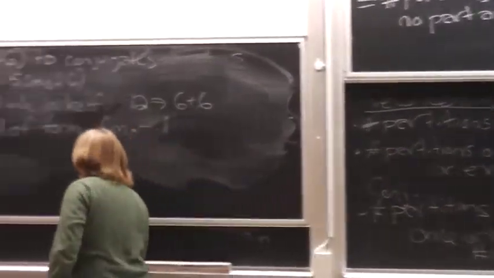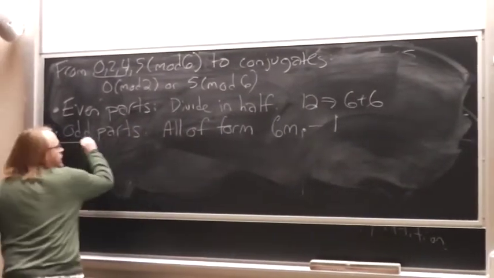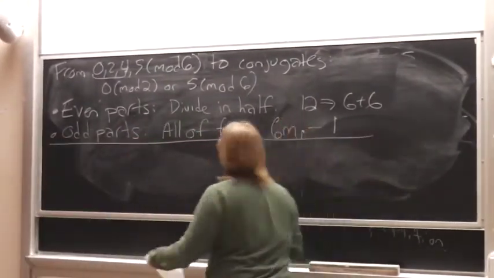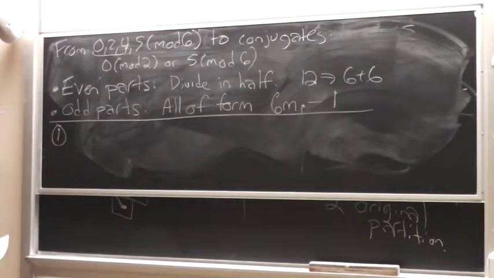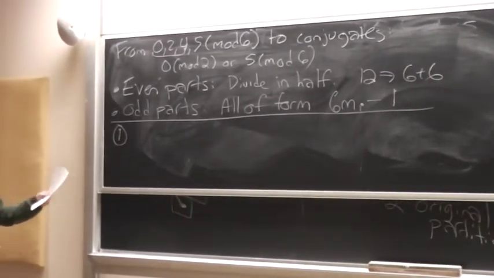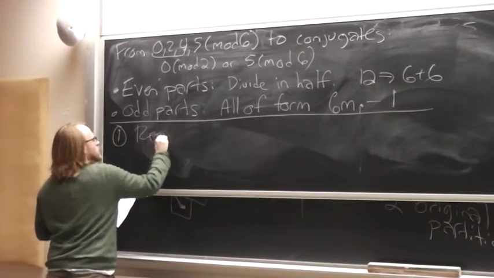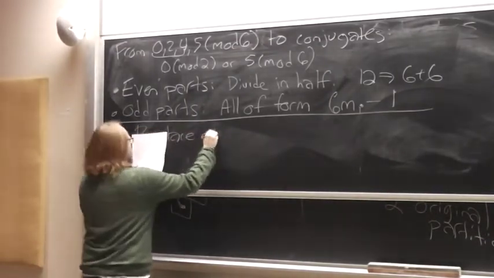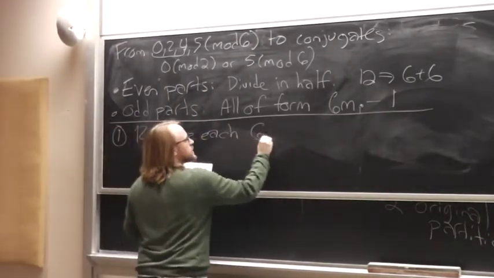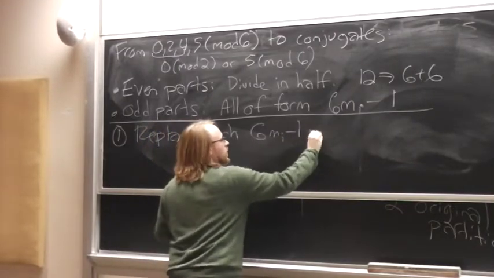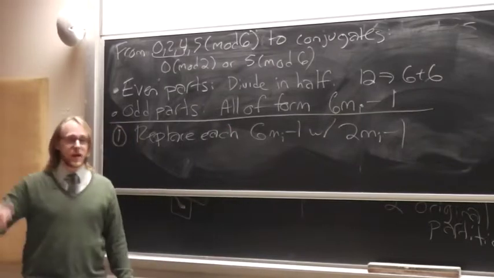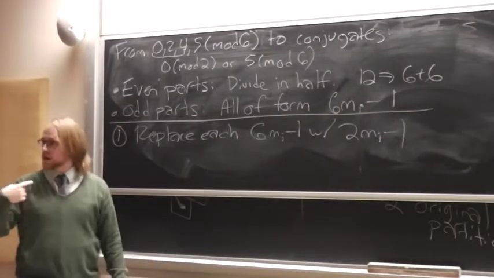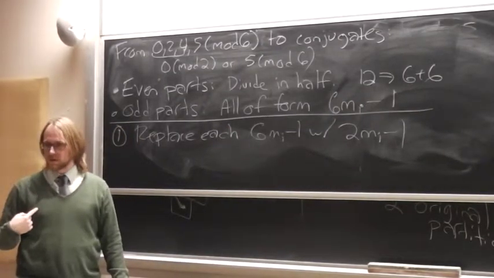So, how do we figure out the output? We do the following. Step one for figuring out the output is to replace each 6m_i minus 1 with 2m_i minus 1. So we're going to translate it down into just odd numbers.